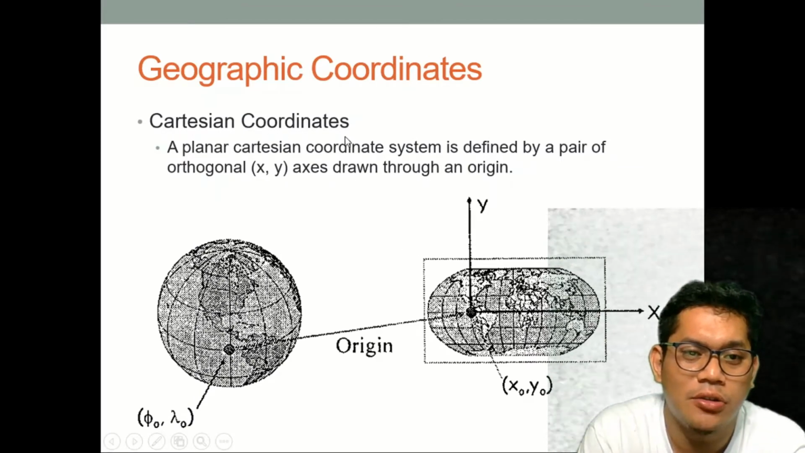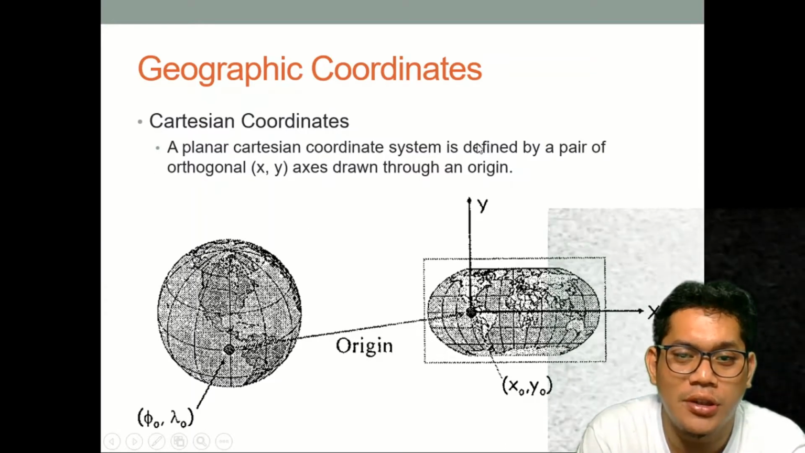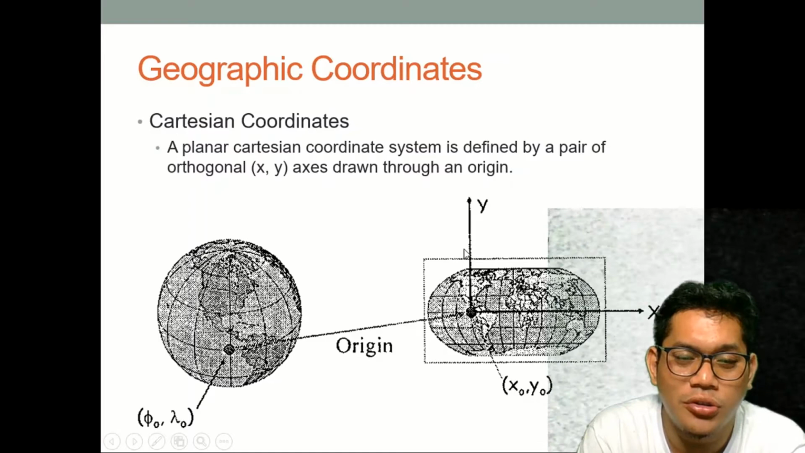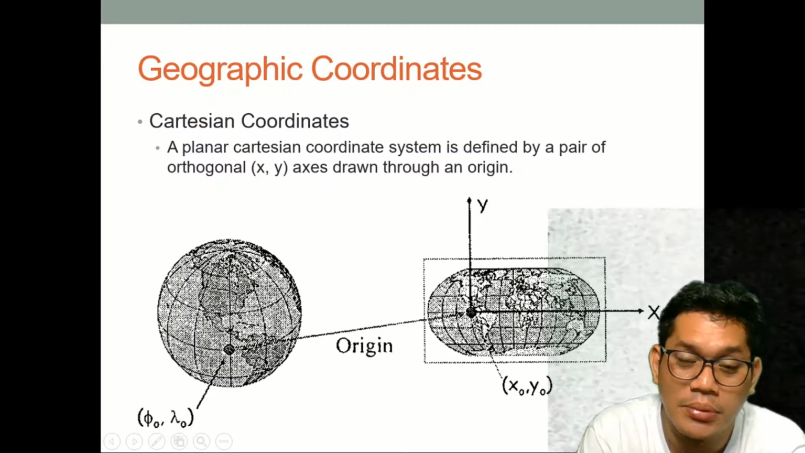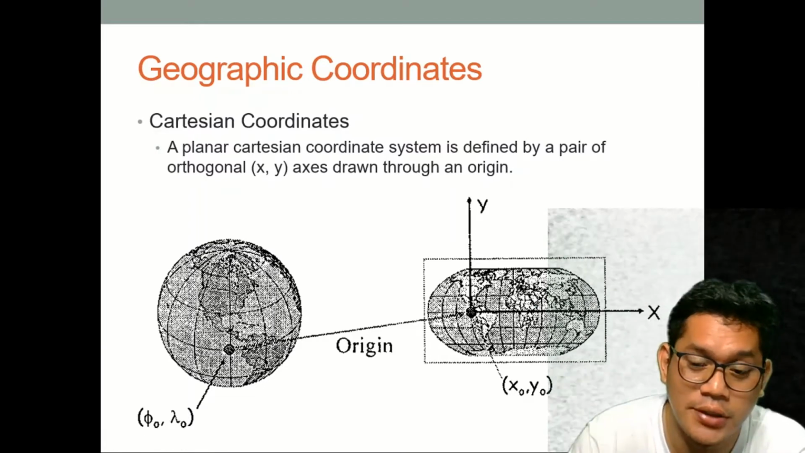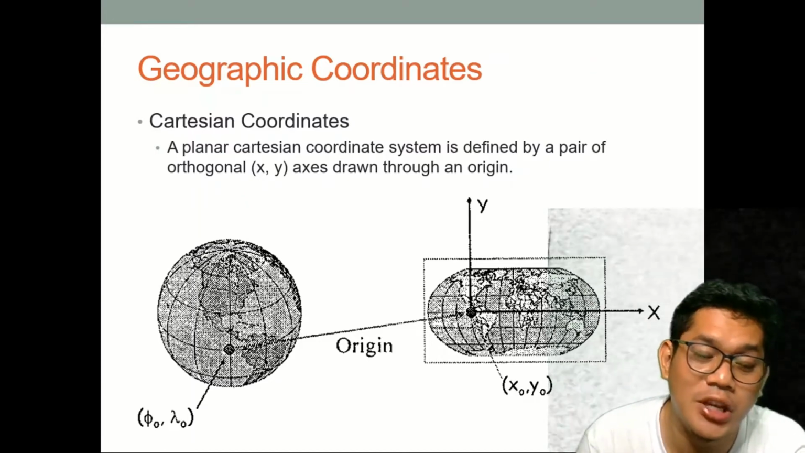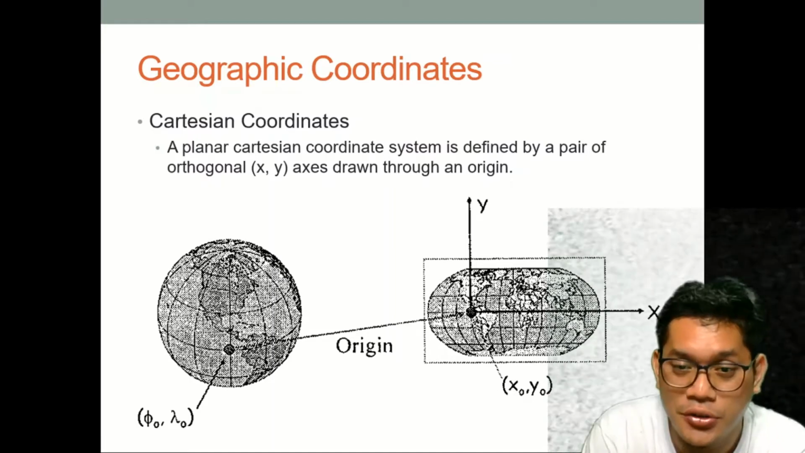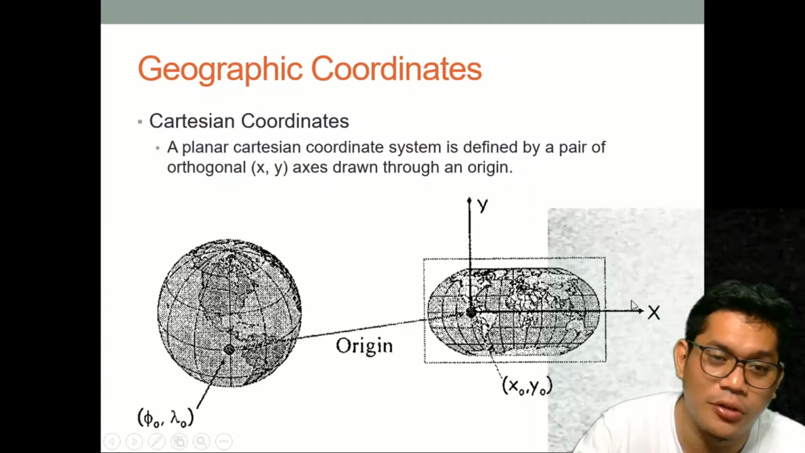However, for the Cartesian coordinates, we're trying to make it from the sphere into a planar mode. A planar Cartesian coordinate system is defined by a pair of orthogonal x and y axes drawn through an origin, something like we see in our map on paper. This is the Cartesian coordinates. However, it doesn't really represent the shape of the real world, as we're trying to put it in planar mode for the whole world.